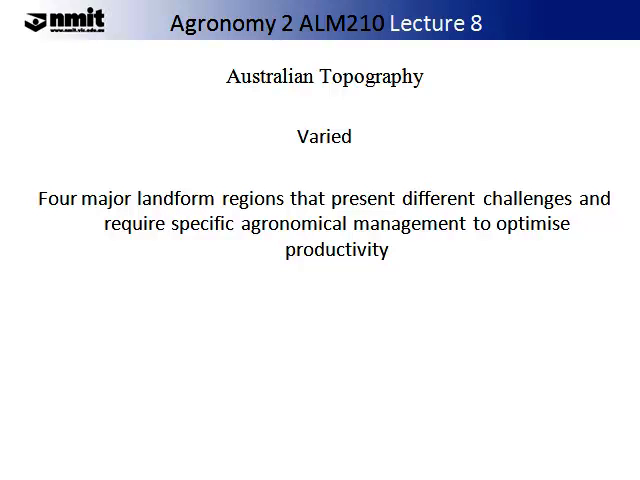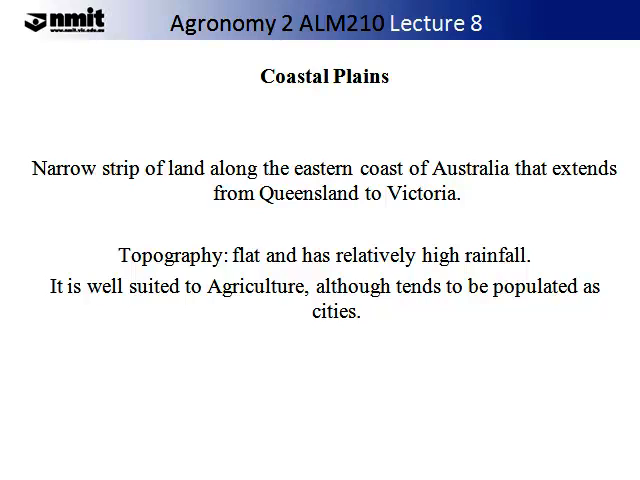There are 4 major land regions that present different challenges and require specific agronomical management to optimise productivity. The coastal plains are a narrow strip of land along the eastern coast of Australia that extends from Queensland to Victoria. It is flat and has relatively high rainfall. It is well suited to agriculture, although it tends to be populated by cities. These include Sydney, Melbourne, and Brisbane.